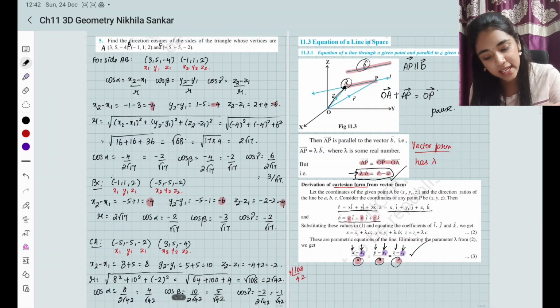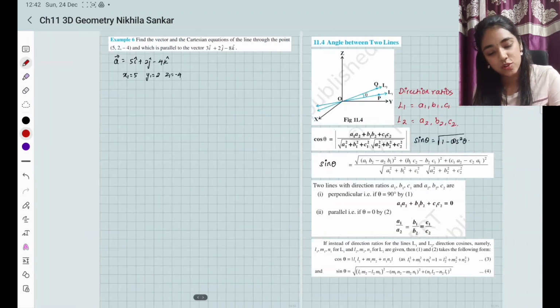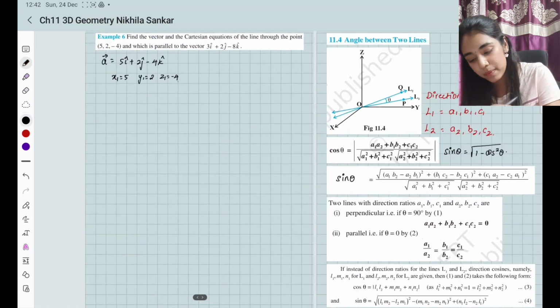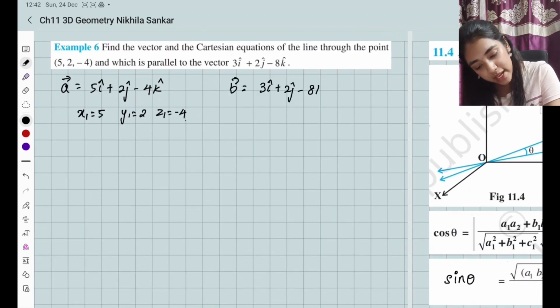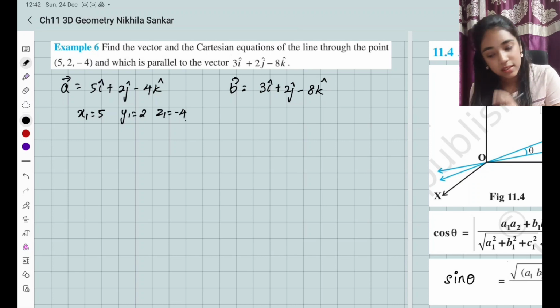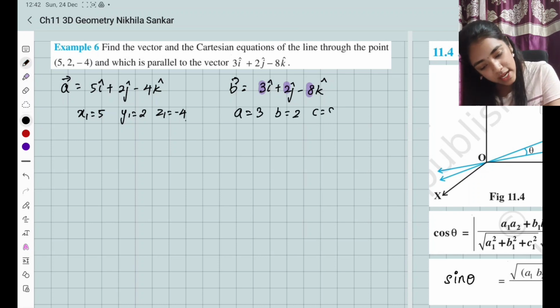புரியுதா? இந்த இடத்துல a னா என்ன அர்த்தம்? We are talking about this particular point. இப்போ இந்த இடத்துல இந்த position vector is going to be a னா, a ஓட points என்னவா இருக்க போகுது? It is going to be x1, y1, z1. Okay, so இதுதான் நம்ம எழுதுறோம். So a எழுதியாச்சு. And what is going to be my b? Which is parallel to the vector. Parallel னா we are talking about b which is going to be 3i cap plus 2j cap minus 8k cap. So the components of this particular i, j, k are going to be our direction ratios. So a equals 3, b equals 2 and c equals minus 8.